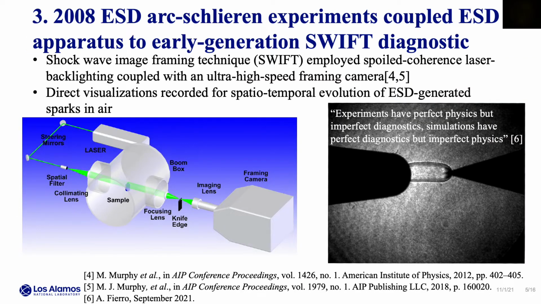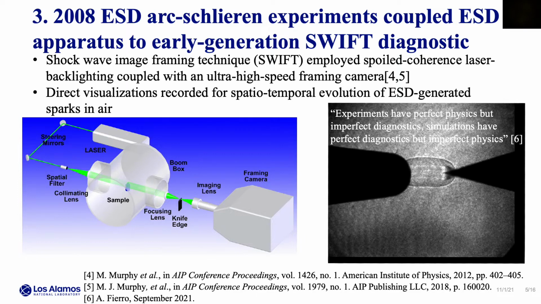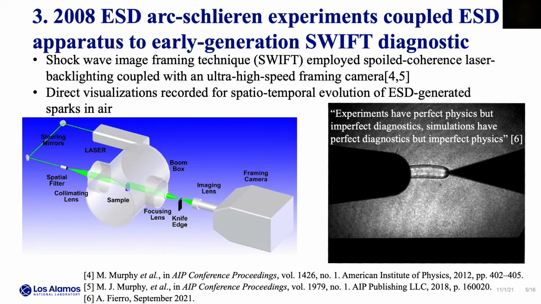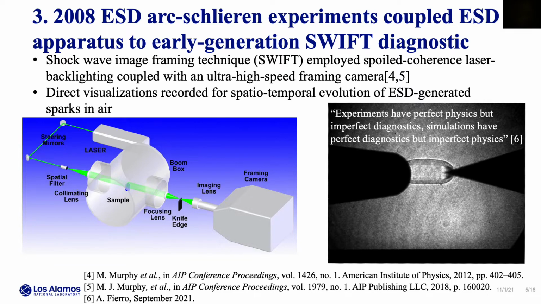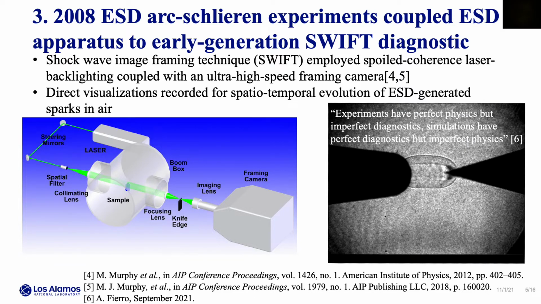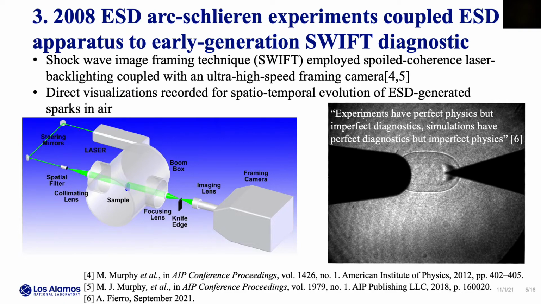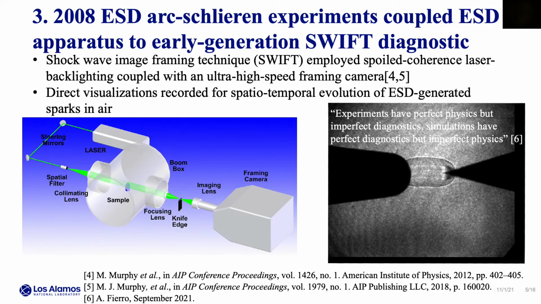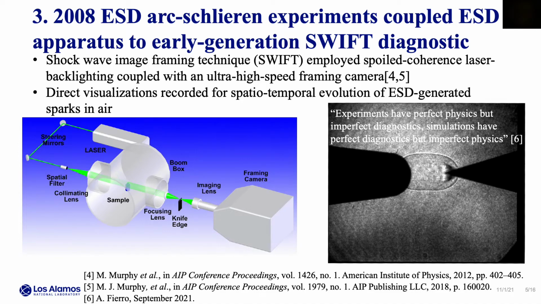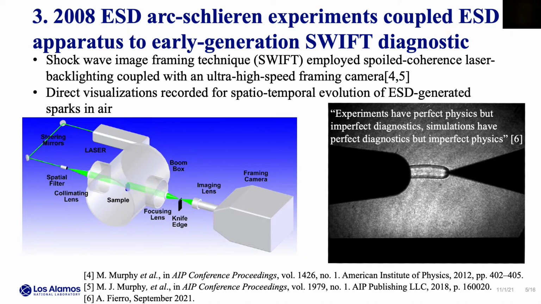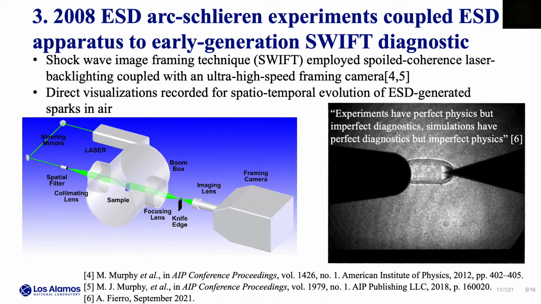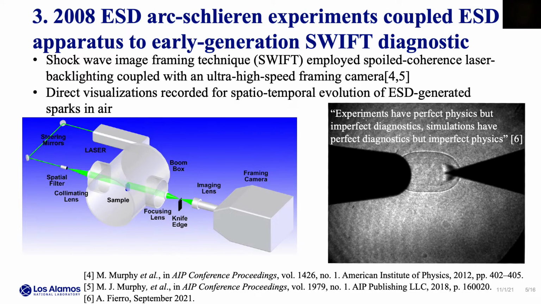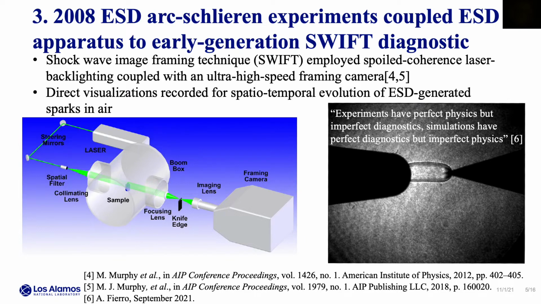How can we trust these simulations though? Legacy high-speed optical images recording direct spatio-temporal spark evolutions performed by Michael Murphy and Doug McHugh were used for experimental validation. These experiments were performed with Schlieren imaging of a spark channel created between two charged electrodes. A cartoon of the experiment is on the left, while high-speed optical images of the spark are on the right. These images have discernible shock front locations, but flow variables behind that shock front are not directly available. Experiments have perfect physics, but imperfect diagnostics.